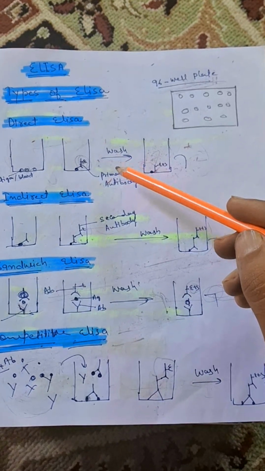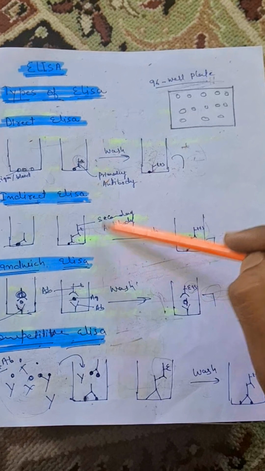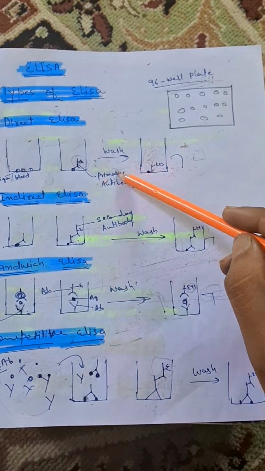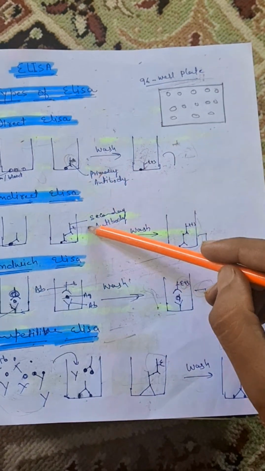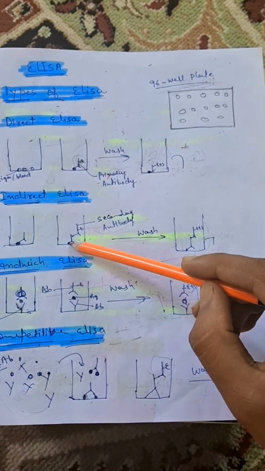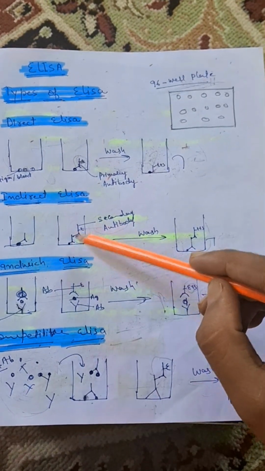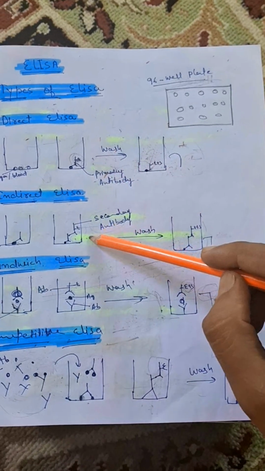One of the differences between direct and indirect ELISA is that in direct ELISA we use only a primary antibody. In indirect ELISA we use both a primary and a secondary antibody. These are some differences between direct and indirect ELISA.